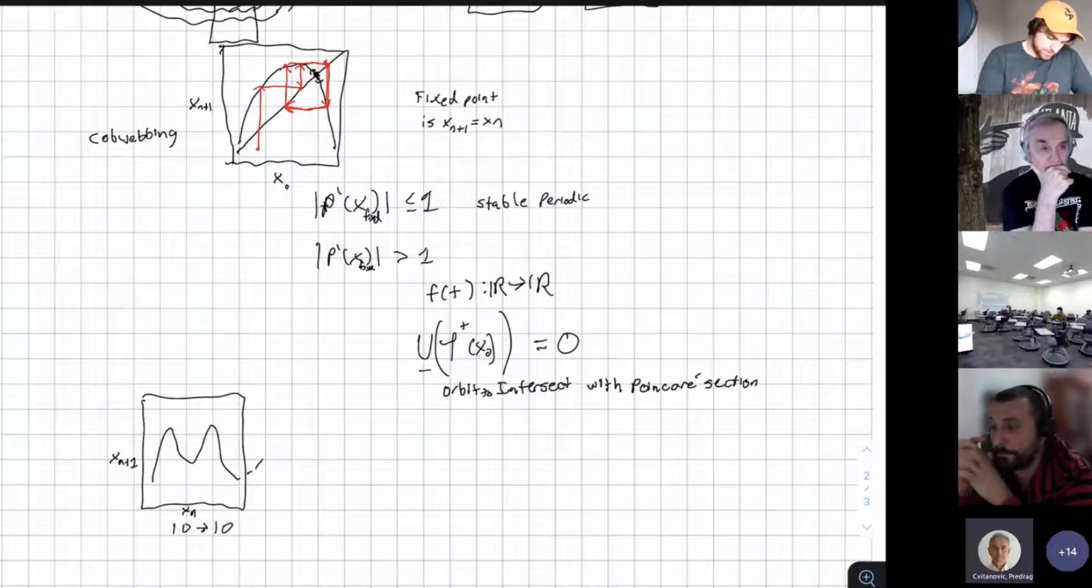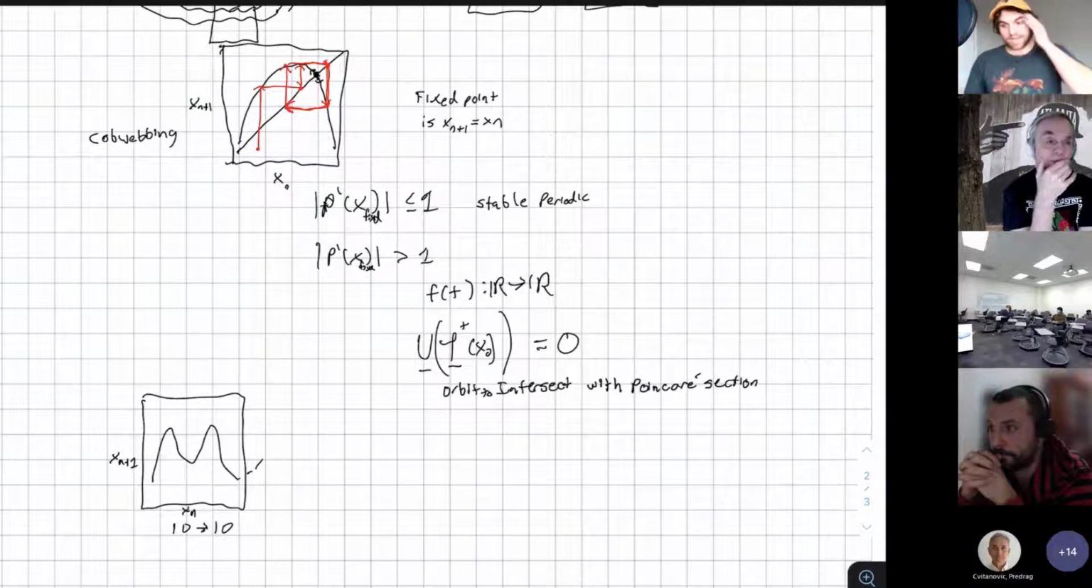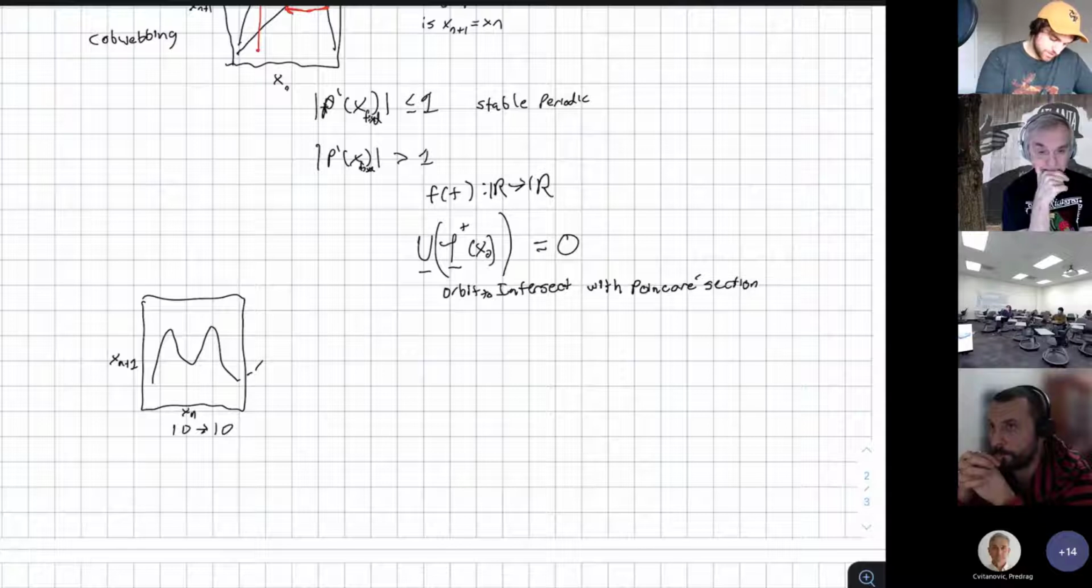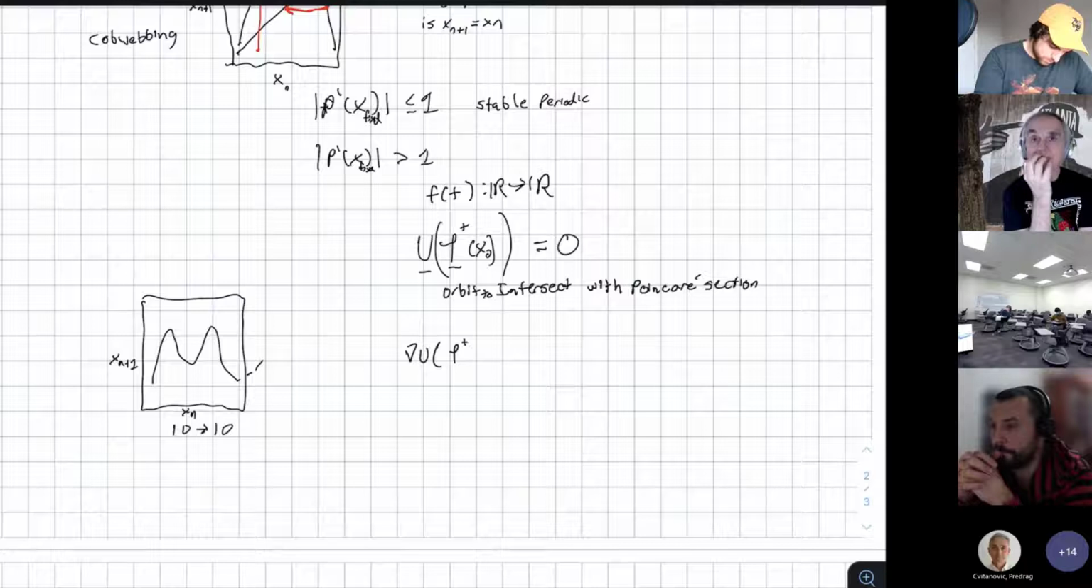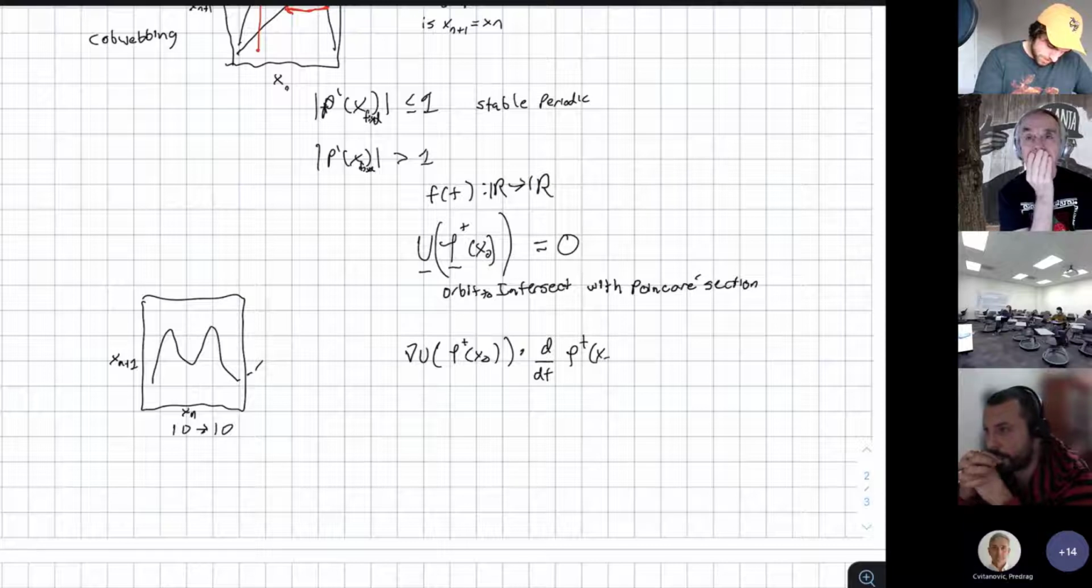So now we have something which is differentiable in t and differentiable in x. And this transversality condition actually tells us that there's a non-degeneracy going on. Because if, for instance, I take the derivative of this with respect to t, what do I get? I get the gradient of U evaluated at the point, dotted with the derivative with respect to time of this flow map.